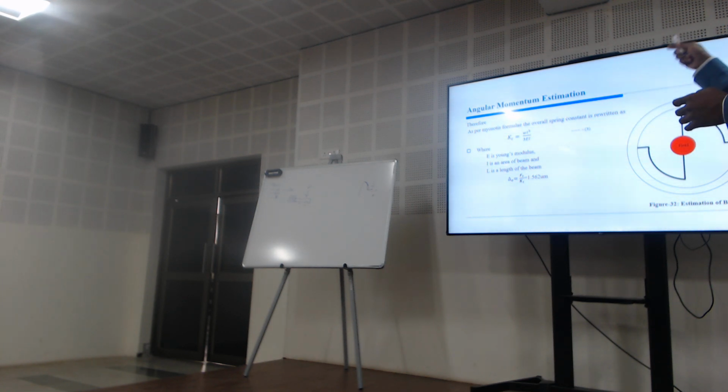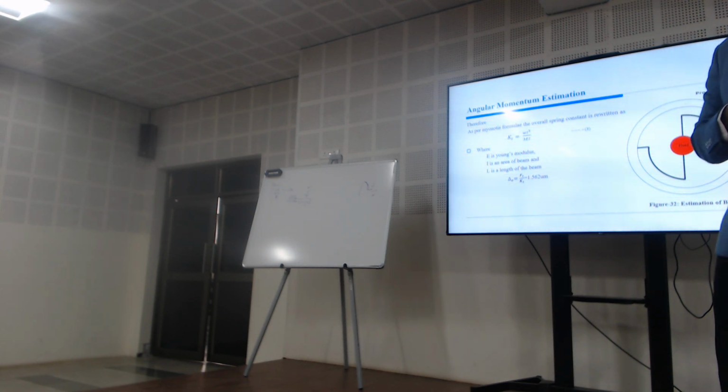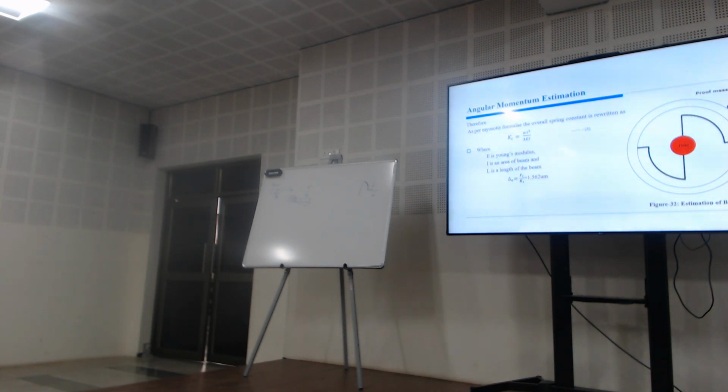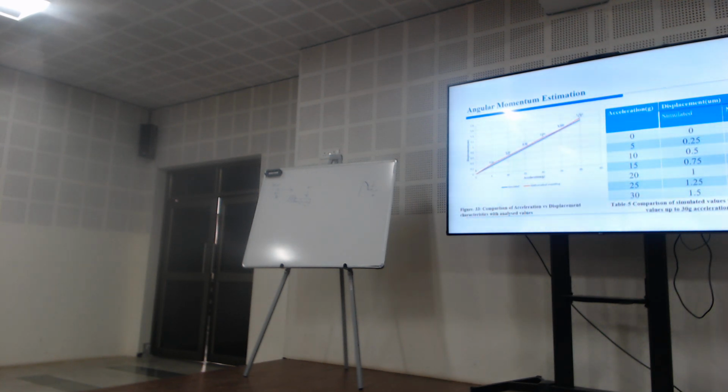Mathematically, we are getting 1.562 micrometers. Then this again I need to compare with my simulated result. So mathematically I am getting 1.562 micrometers, and here we are getting 1 point. So likewise, we can compare our linear and angular displacement with the help of these simple Hooke's laws.